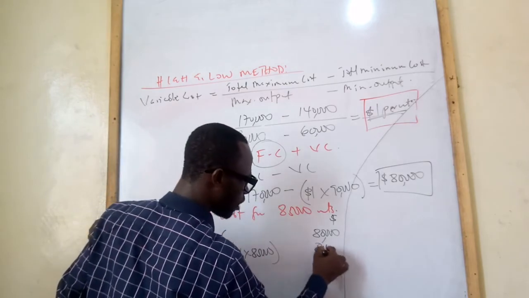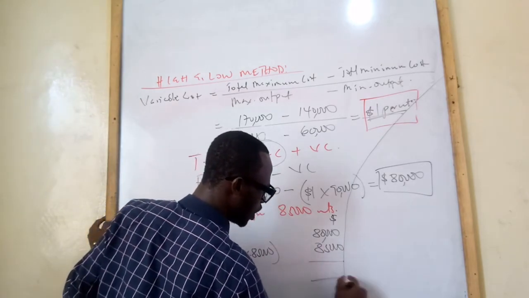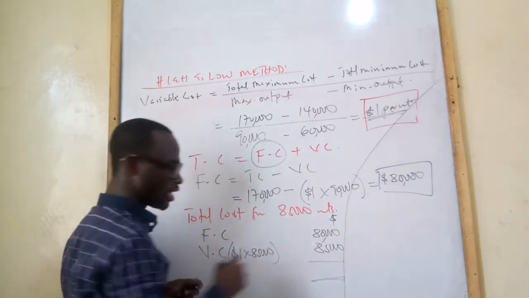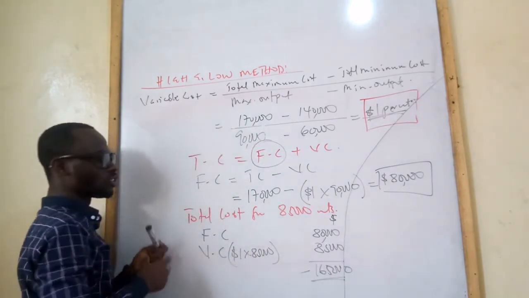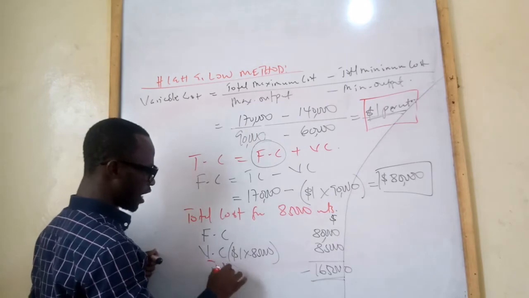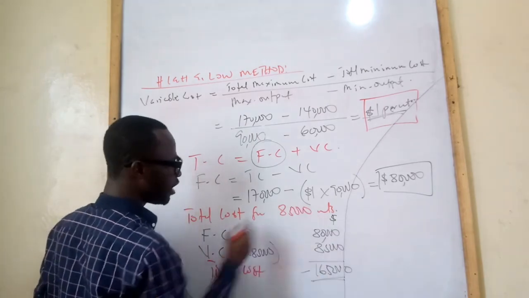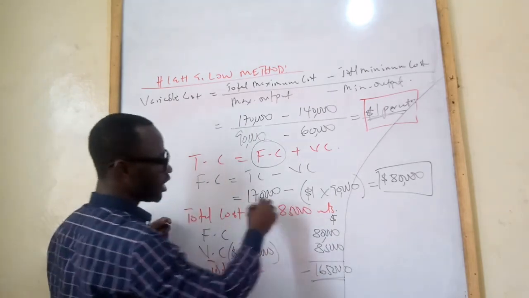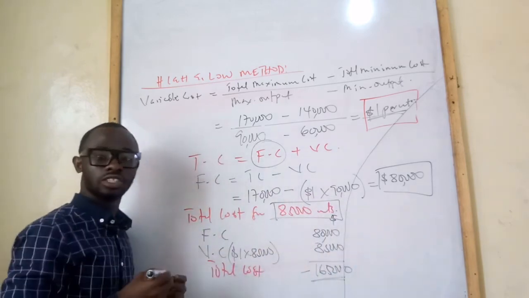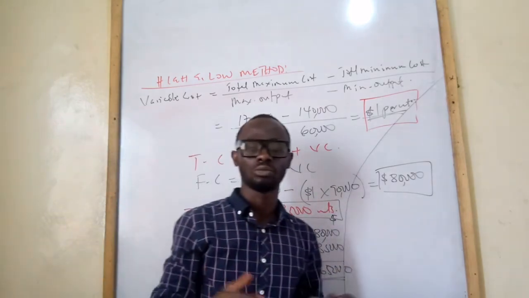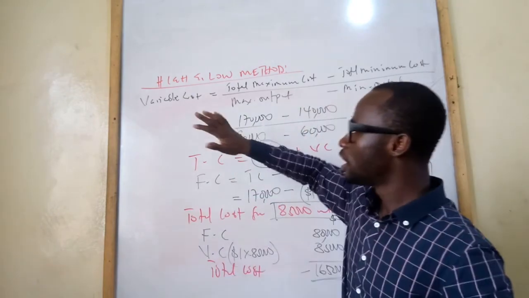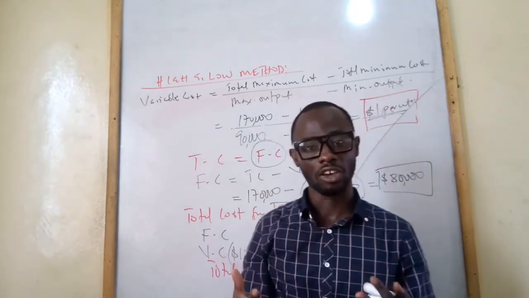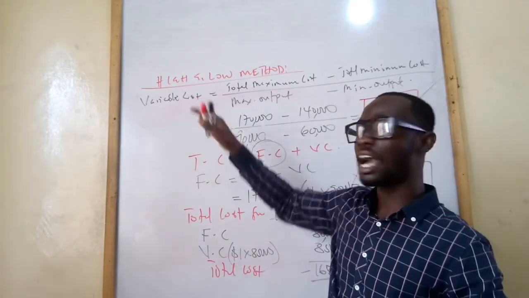Then our unit here is 85,000. So $1 by 85,000, I think that will still be $85,000. So the total cost to be incurred is going to be 165,000. So this is the total cost that will be incurred if the 85,000 units of product is produced in the year 20X5. And that is what you must understand when it comes to classification of cost.